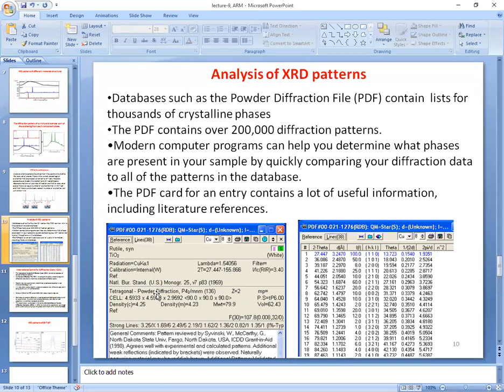There are a total of 230 space groups and 32 point groups, and each material has a specific space group. So, for example, this is a space group, which is basically an array of numbers and letters, each having a specific purpose, and it has lattice parameters.